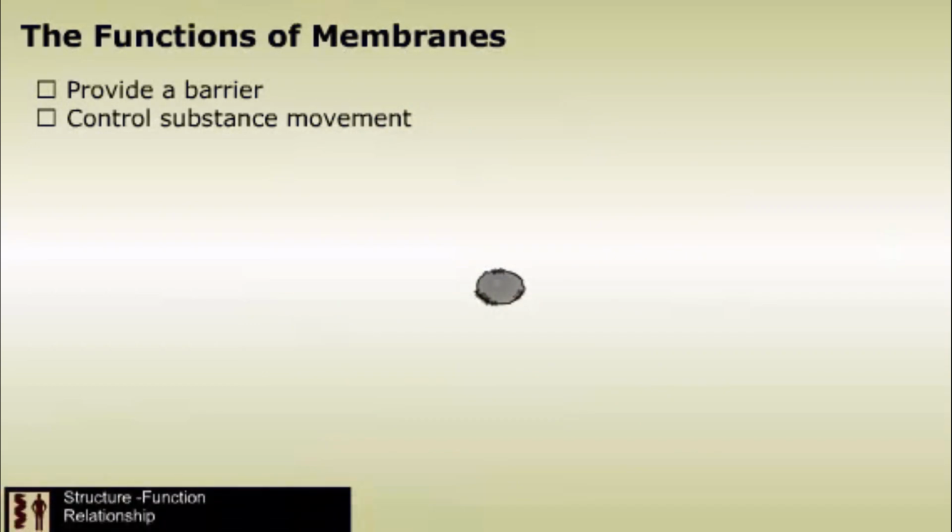It's clear that the integrity of the membrane is crucial to the cell's vitality. In the next section, we'll focus on several ways that cells control substance movement. Then later, we'll explore some additional functions of membranes.